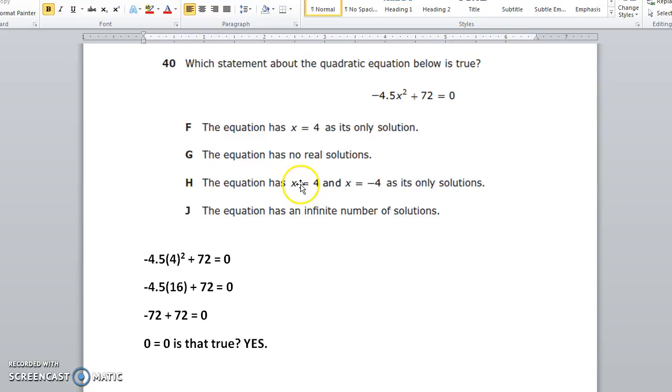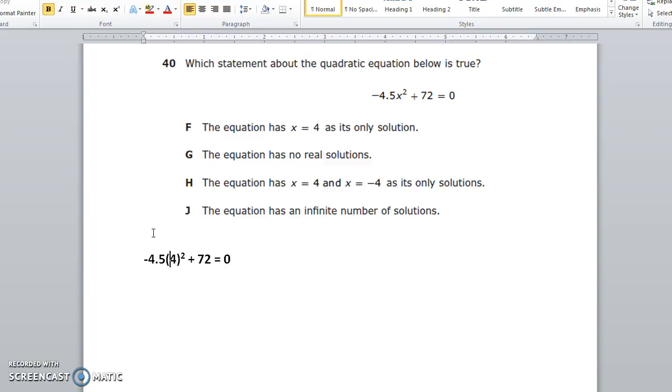H, x equals 4 and x equals -4 as its only solutions. So this answer choice says that x is 4 and -4. I've already tried x equal to 4. I did that over here. So now I'm going to try what happens when x equals -4. I'm going to plug in a -4 for the value of x and see if I get a true statement. So let's try this again.